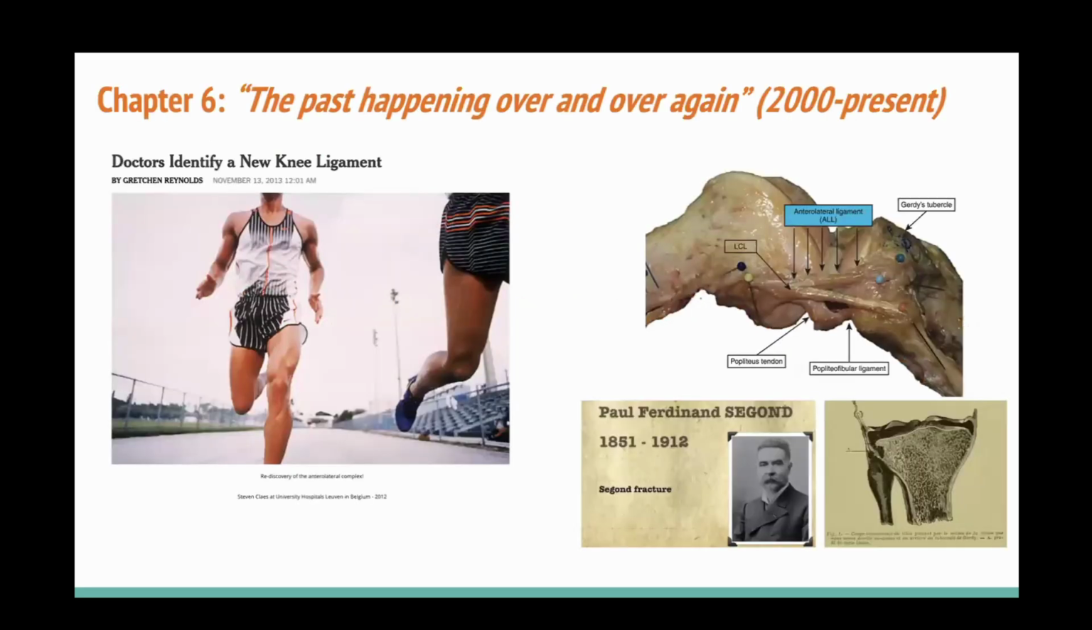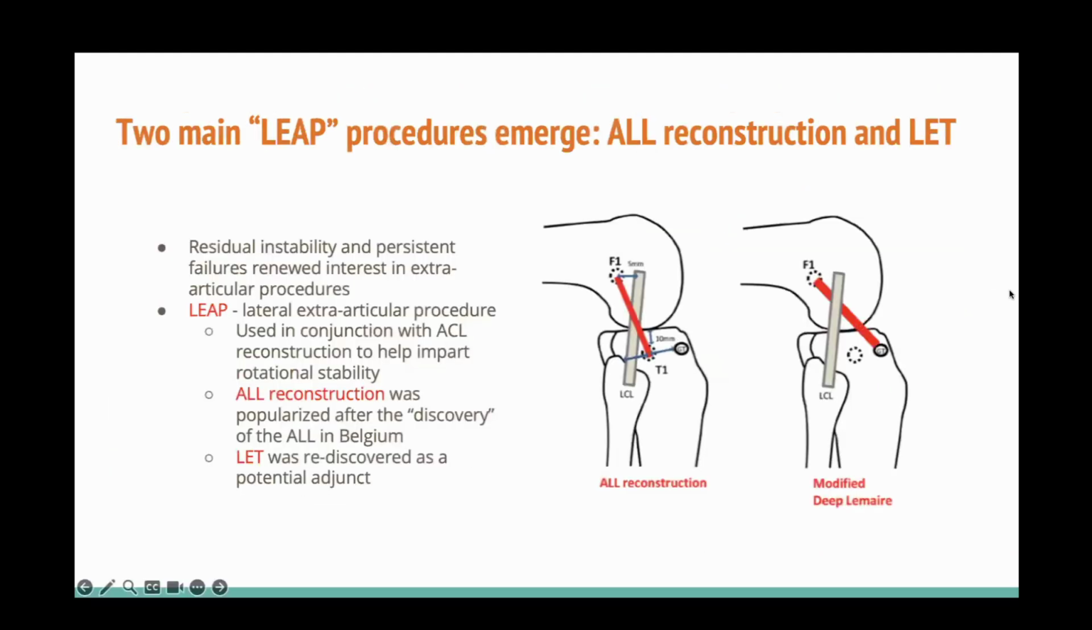This is an article from the New York Times where these surgeons in Belgium allegedly discovered the anterolateral ligament. The headline: doctors identify a new ligament in the knee. Of course, Paul Segond was turning over in his grave because he had talked about this almost 100 years prior. But this kind of brought this discussion back into vogue and got us talking about extra-articular augmentation again.